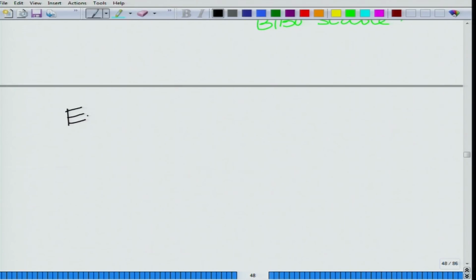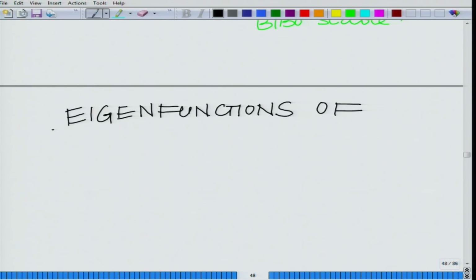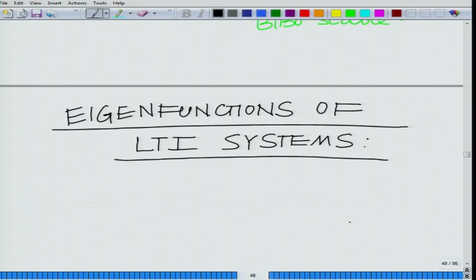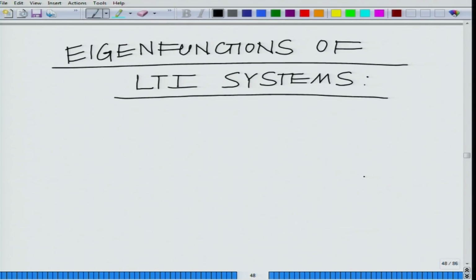What are the eigenfunctions? Another aspect that we would like to take a look at is the eigenfunctions of LTI systems. To illustrate this property, consider x of t equals e to the power of alpha t, where alpha is some constant.